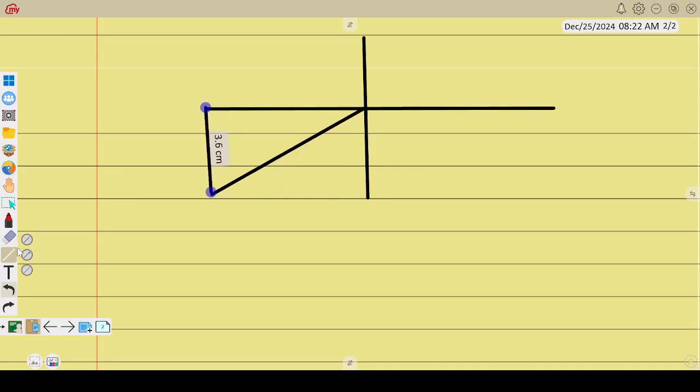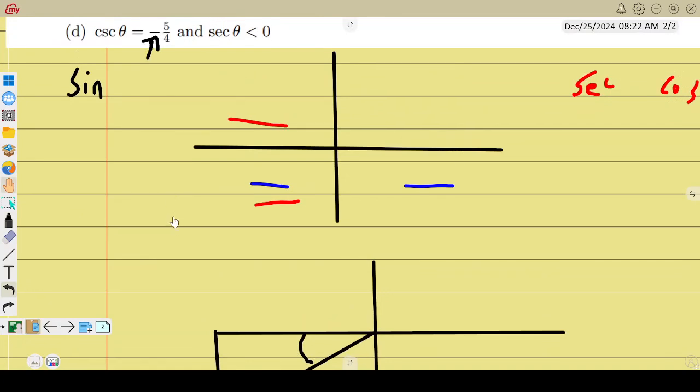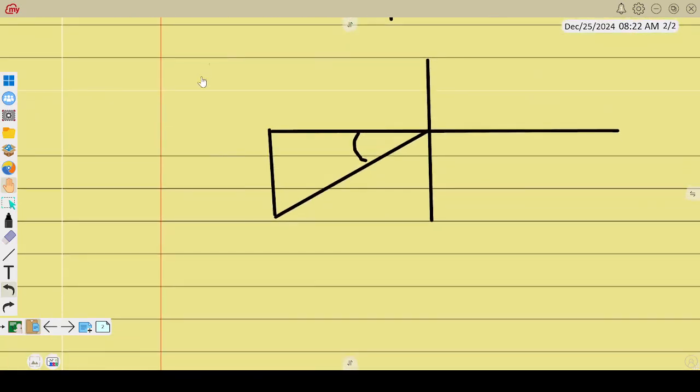So this is our triangle. So what have we been given? We've been given cosec is 5 over 4. Okay. So they'll give you one thing and then they'll be like, find the rest. Cosec theta is 5 over 4. So it's quite difficult to know what is what.